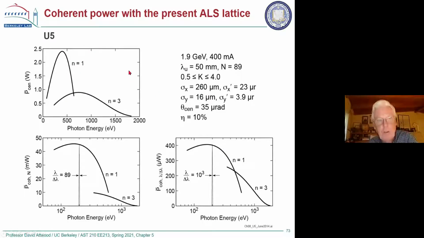Okay. So these are the old curves. The central radiation curves will change a little bit because of the undulator and the beam energy. What will really change is these curves. These will go up by a factor of 100. Okay.